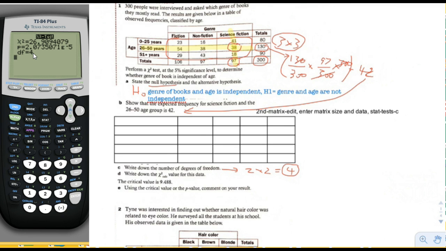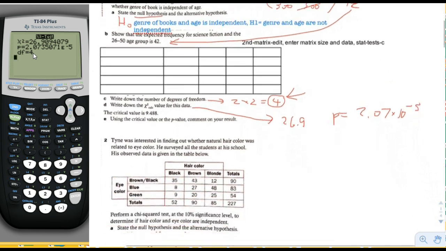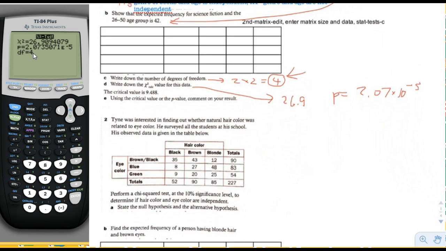So it says that the chi-squared value is 26.9. And then it says the critical value is this, and it says the p-value is 2.07 times 10 to the negative 5. And it says degrees of freedom is 4. We already calculated that, right? The calculator actually calculates degrees of freedom for you too, but you already know how to do that really easy. Now, the critical value, it says, is 9.488.